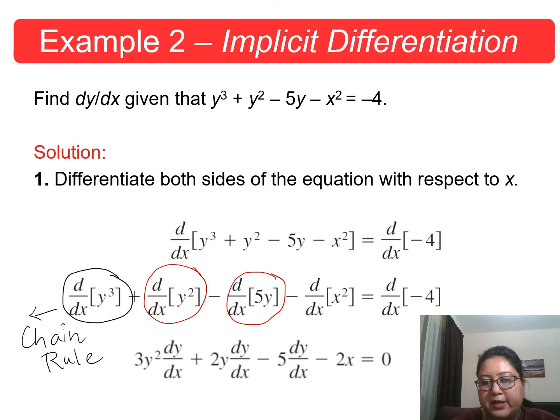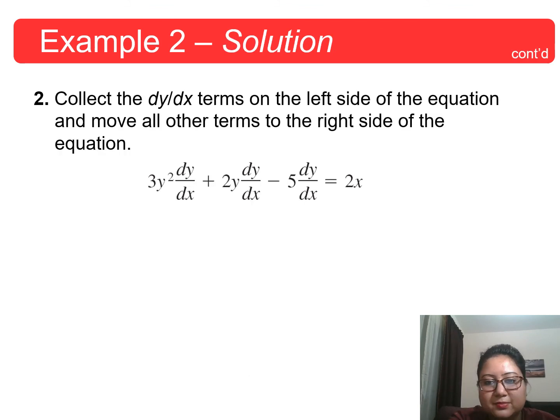Next you have d by dx of x square. So you are just going to go for the power rule directly to get negative 2x. So that completes the first step of our implicit differentiation. Okay, then let's move to step 2.